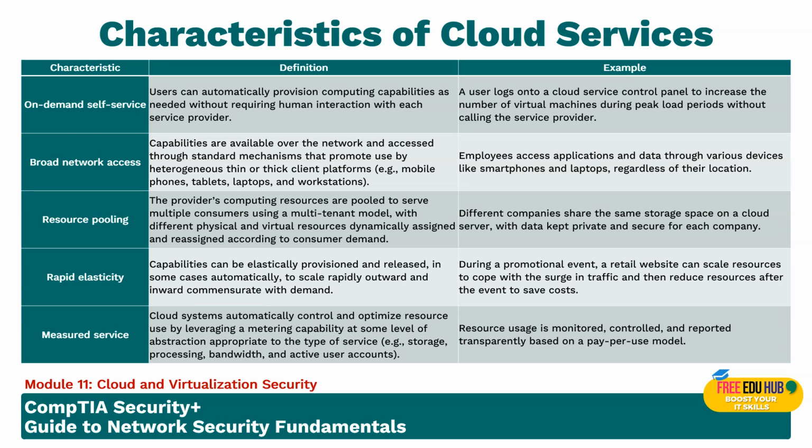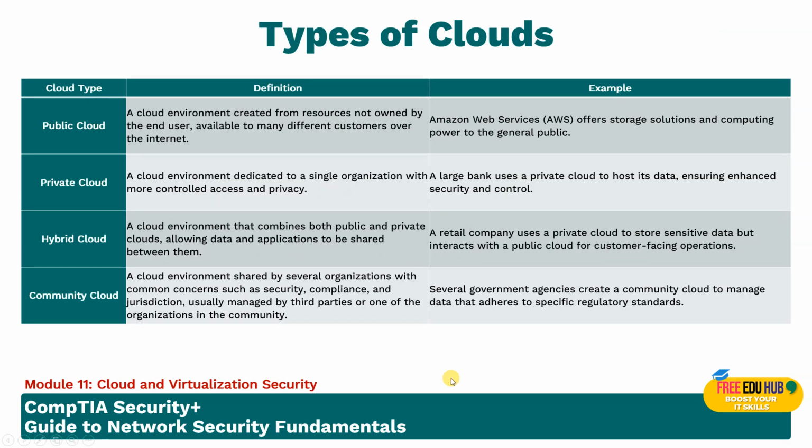Then we have measured service. Cloud systems automatically control and optimize the resources by leveraging metering capabilities at some level of abstraction appropriate to the type of service, for example, storage, processing, bandwidth, and active user accounts. Now, resource usage can be monitored, controlled, and reported, providing transparency for both provider and consumer of the utilized resource. You can check everything, resource usage is monitored, and you can easily grow and reduce the resources based on your requirements.